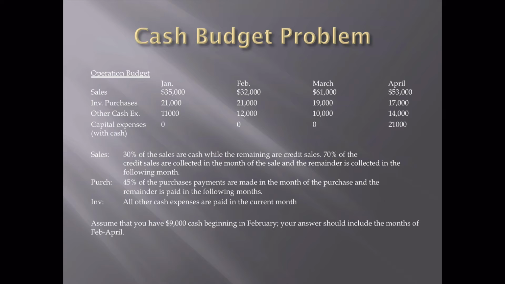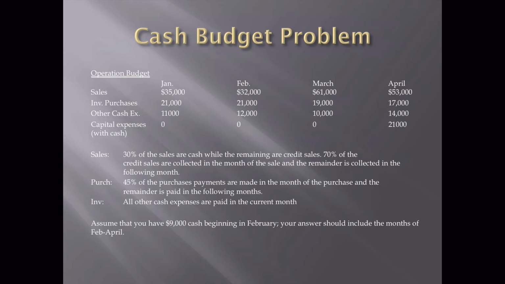What it does is it gives us our sales, our inventory purchases, and other cash expenses. It says cash, so we pay those in that month. And then we have capital expenses. So if we were planning on buying a large piece of equipment in April, we would put that in there.